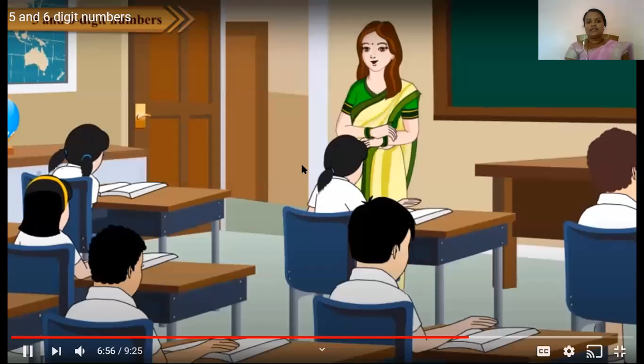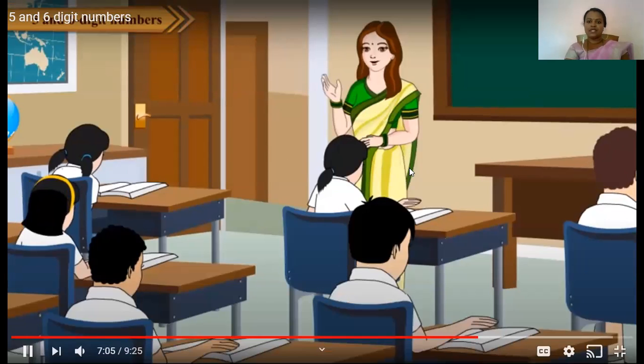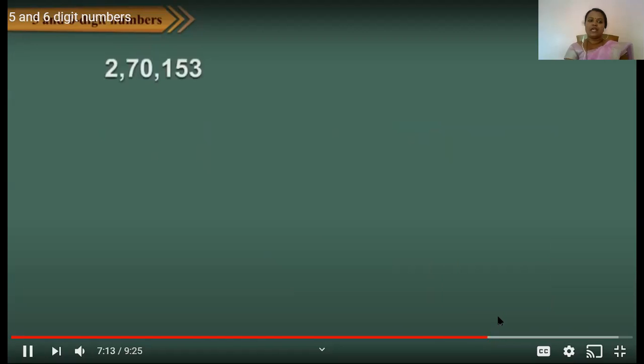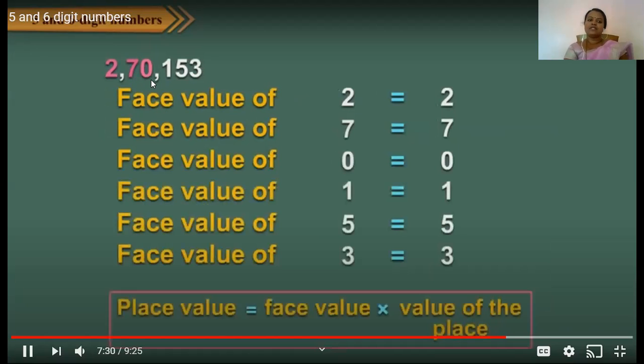Let us see how place values and face values are related to each other. As we have just recalled place values and face values, let us check with 5 and 6 digit numbers. We have a number, say 270153. Let us check its face values. The face value of 2 is 2 itself, 7 is 7, 0 is 0, 1 is 1, 5 is 5, 3 is 3.